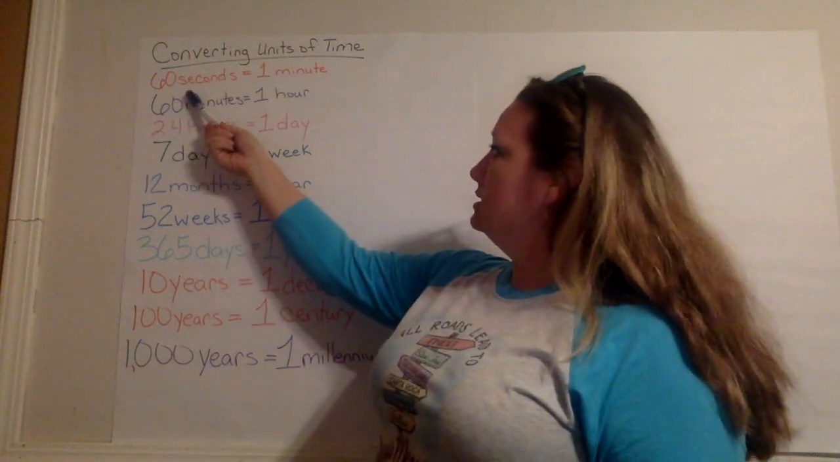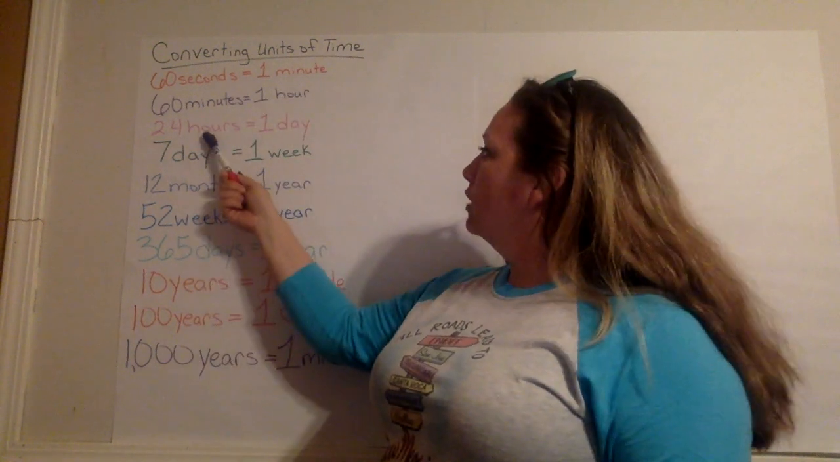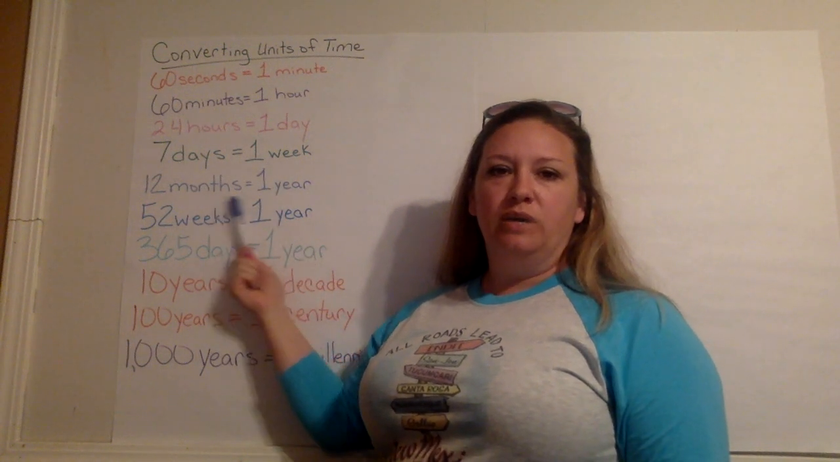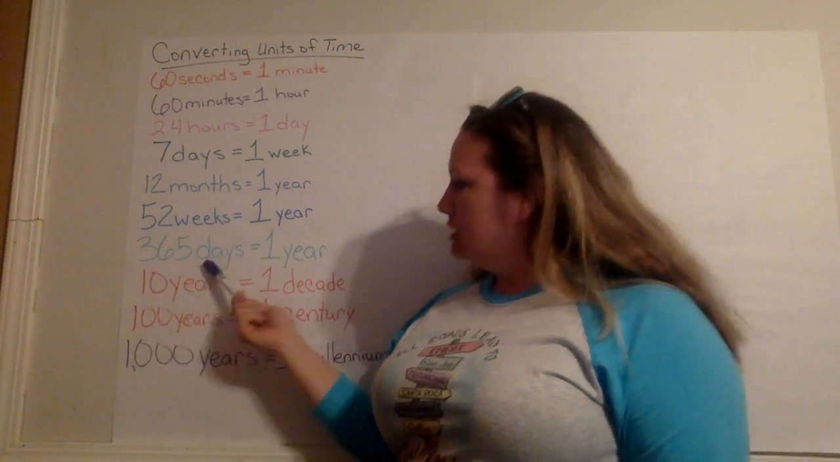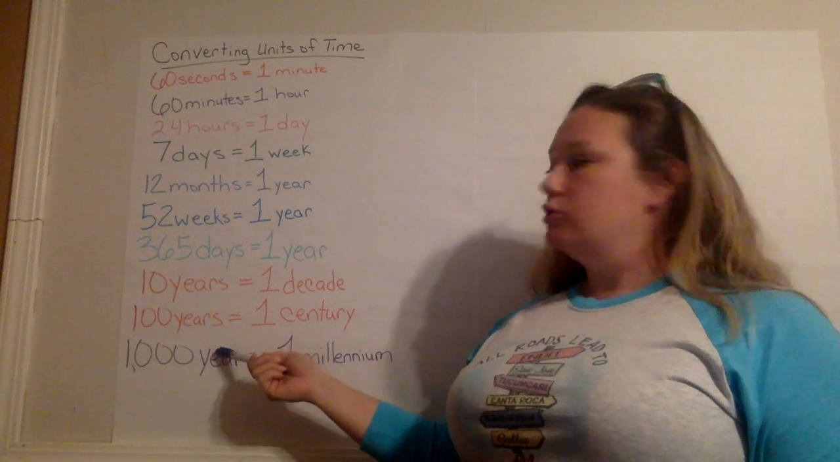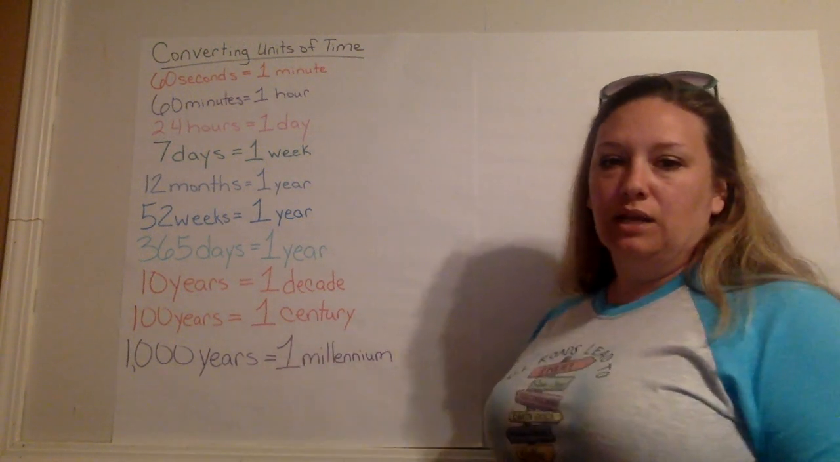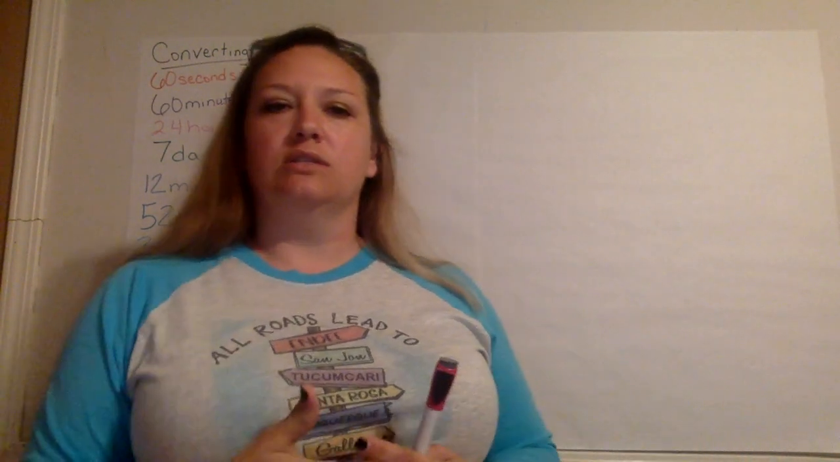So if we're looking at 60 seconds, we know there's 60 seconds in a minute, 60 minutes in an hour, 24 hours in one day, 7 days in 1 week, 12 months in 1 year, 52 weeks in 1 year, 365 days in a year, 10 years equals 1 decade, 100 years is 1 century, and 1,000 years is 1 millennium. So, with knowing that, we're going to talk about converting units of time. So, if we're talking about days to hours, let's look.